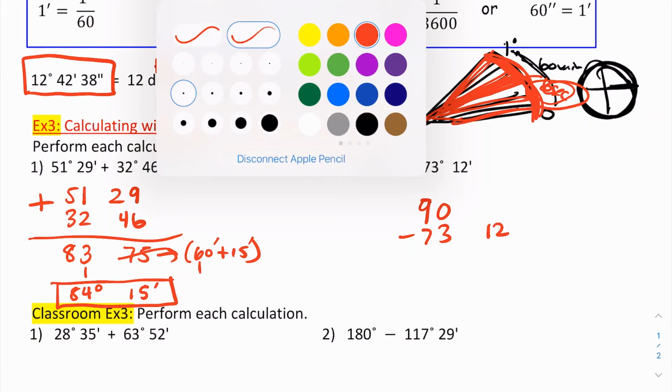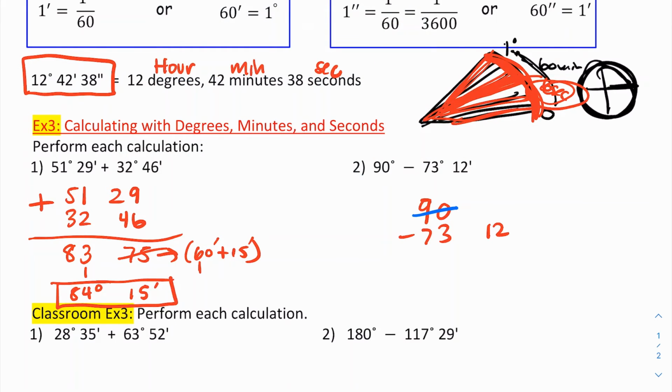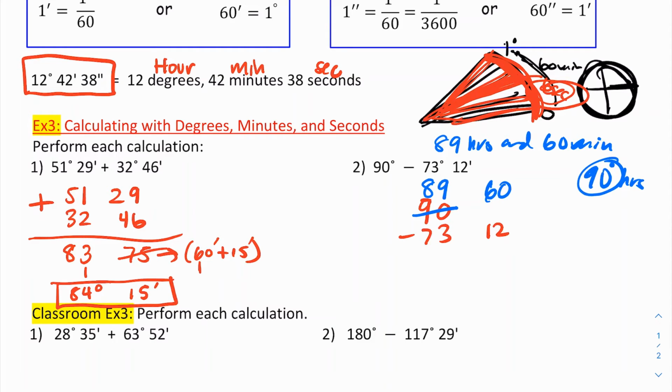So instead of 90 degrees, we're going to call that 89 and 60. So again, think of this as 89 hours and 60 minutes, which is the same thing as 90 hours. And hours are the same thing as degrees. So 90 degrees is the same thing as 89 hours, 60 minutes. So we're borrowing an hour, or borrowing a degree.